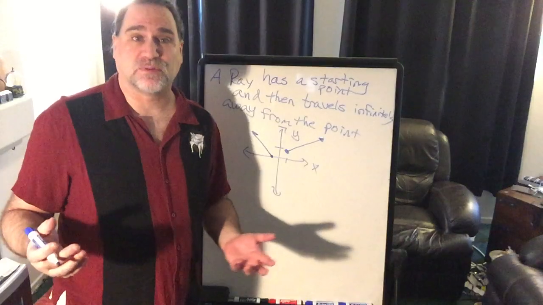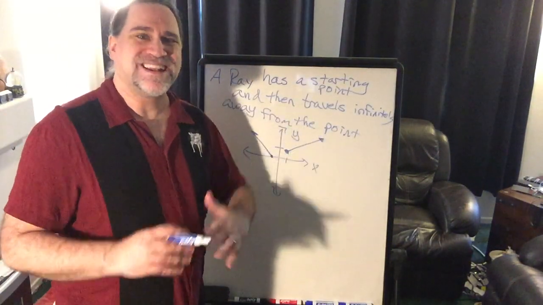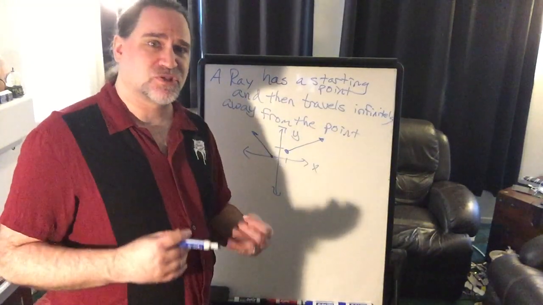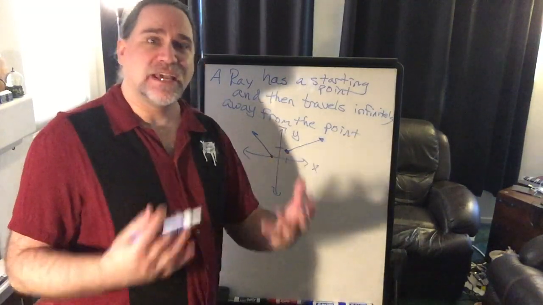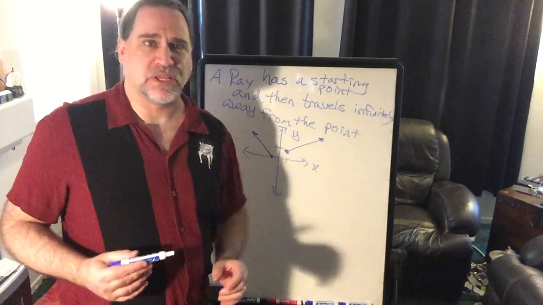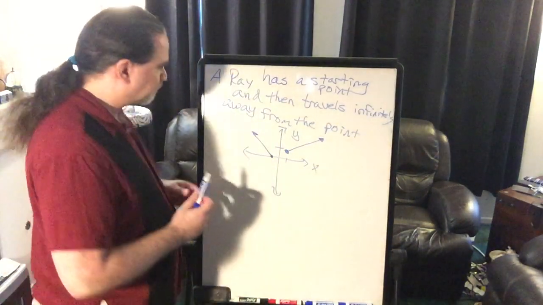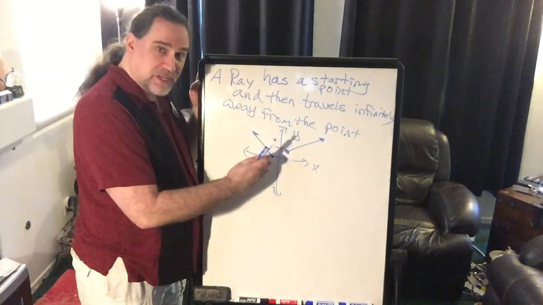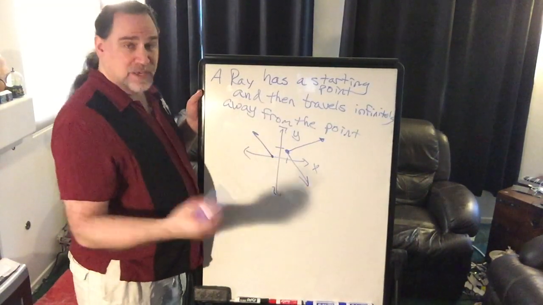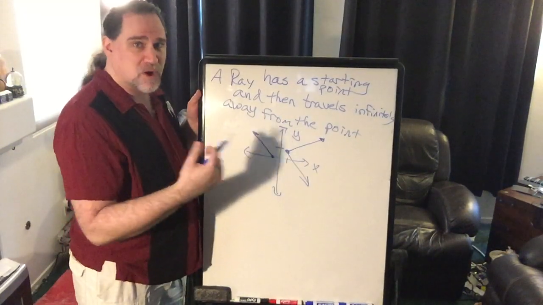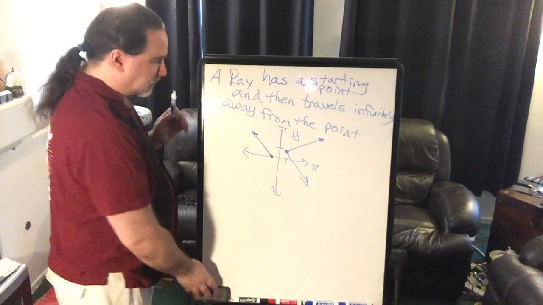There's all kinds of things that will cause a ray, but the biggest one for us, and the one that we're really going to focus on, is when our domain is described with an inequality. That's going to be what creates a ray for us when we're graphing. So a ray has a starting point and then it goes. It could go up, it could go down. It doesn't have a requirement. It's what the ray describes. So we're going to see some of these.